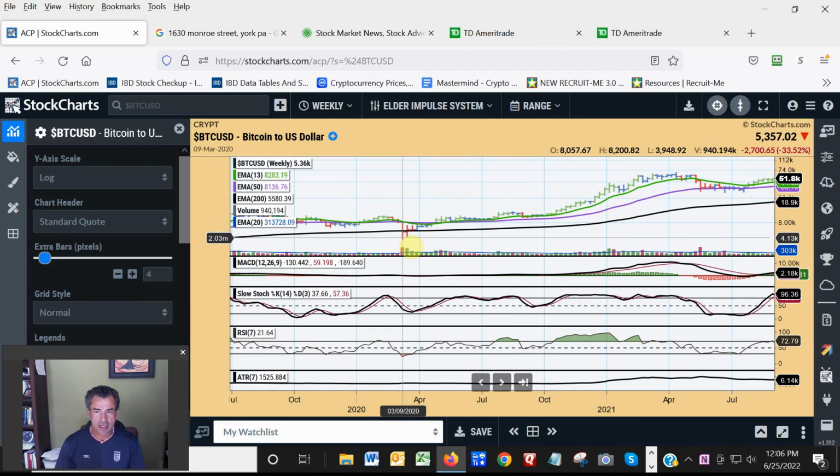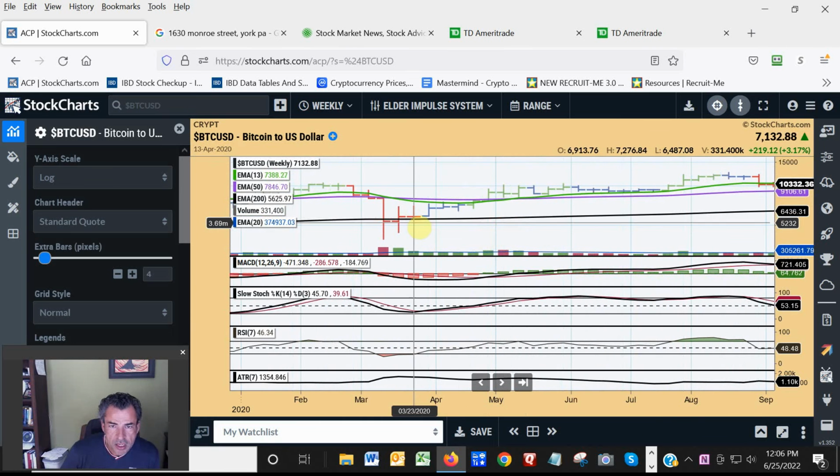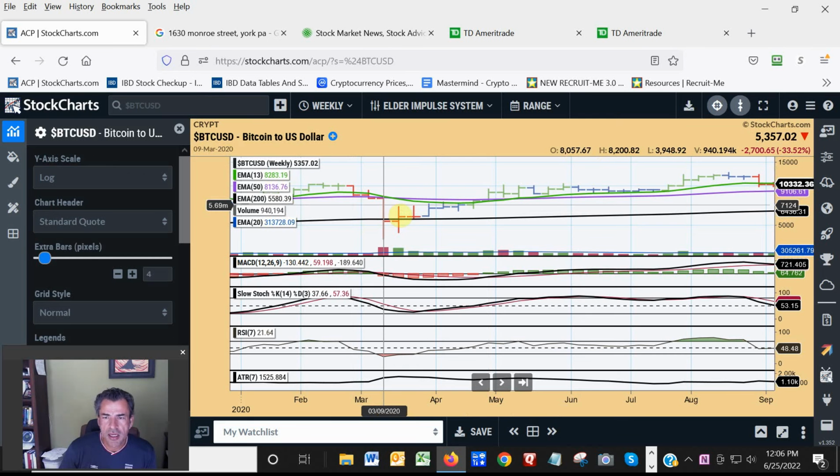Okay, and look what happened over the next weeks, months. As you can see, Bitcoin recovered in price, and then it just took a little bit longer. And then here is when you get a nice confirmation, and this is what you're looking for. If you go on this week, you can see it opened up at 8,000. Look up here, 8,057. And then the high was around 8,200, and it dropped all the way down to 3,948. Okay, that's a big drop.